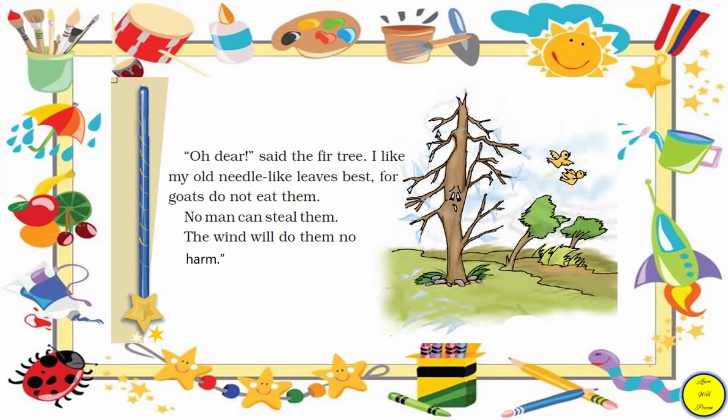No man can steal them. The wind will do no harm. Now the tree is worried about its broken glass leaves. After using its 3 wishes, it missed the needle-shaped leaves because no goats would eat them, men would not steal them, and they won't be harmed by the winds also.